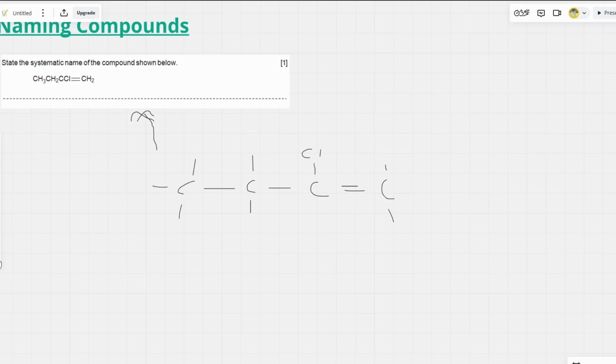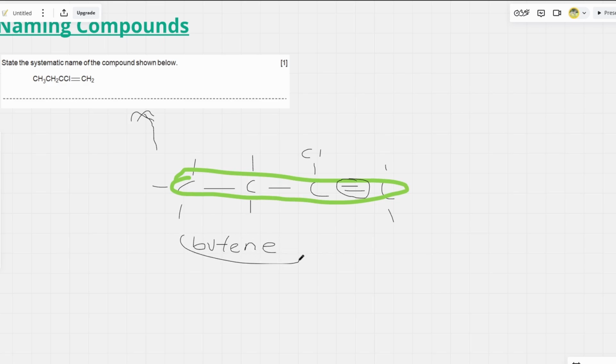So first we'll have to name this group in the middle, which is a but group. So we'll just put that down here, but. And we know that there's a double bond. Secondly, there's a double bond here, so it'll be butene. So butene will feature in some part of this. And we also have a chloro here. So that starts us off.